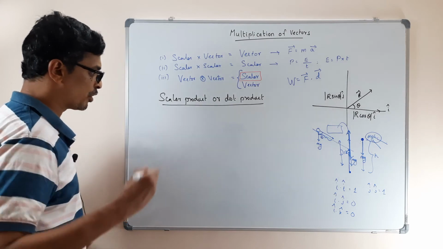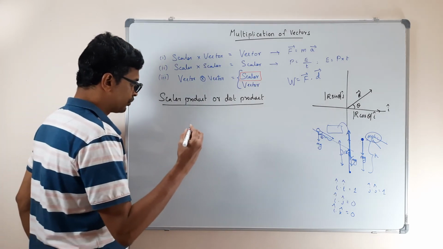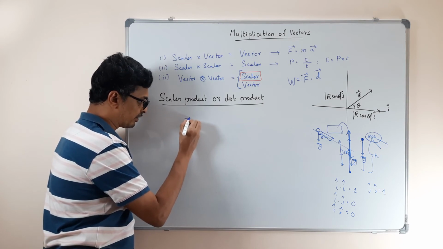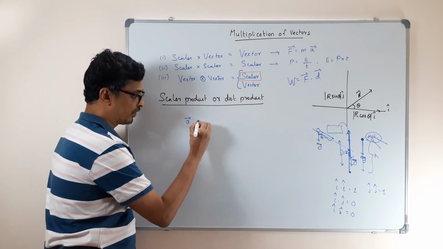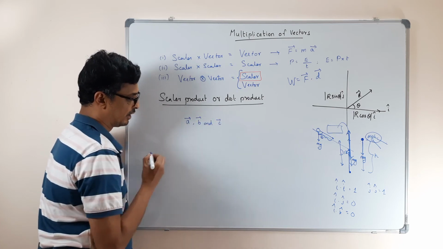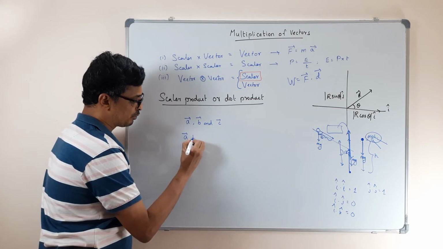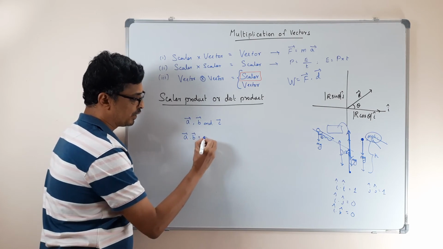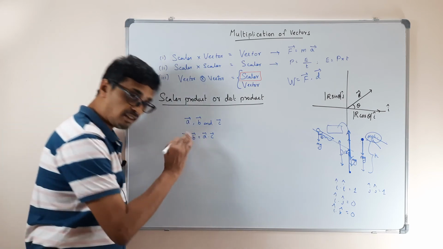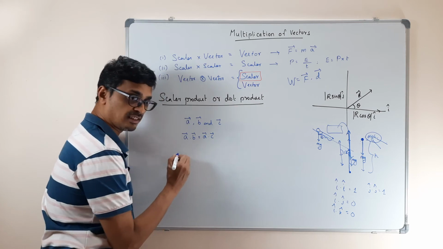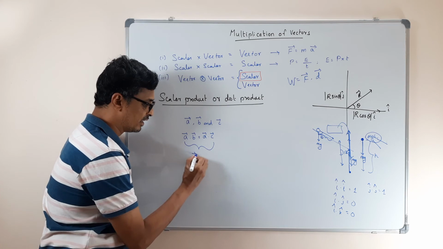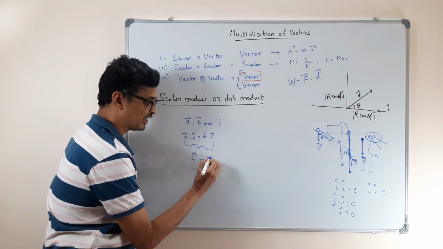There's another interesting property. Suppose there are 3 vectors, A vector, B vector and C vector. Suppose A vector dot B vector equals A vector dot C vector. This does not mean B vector is equal to C vector. This is wrong.